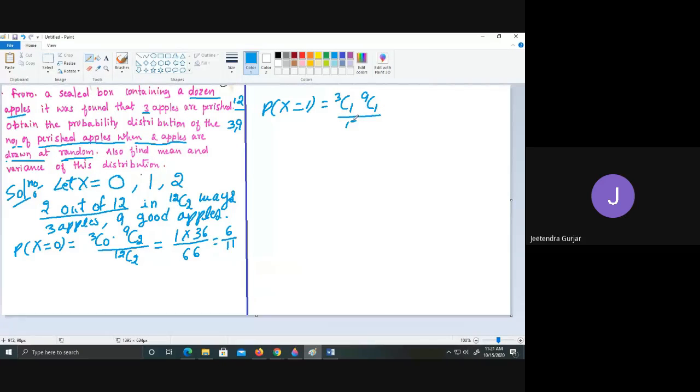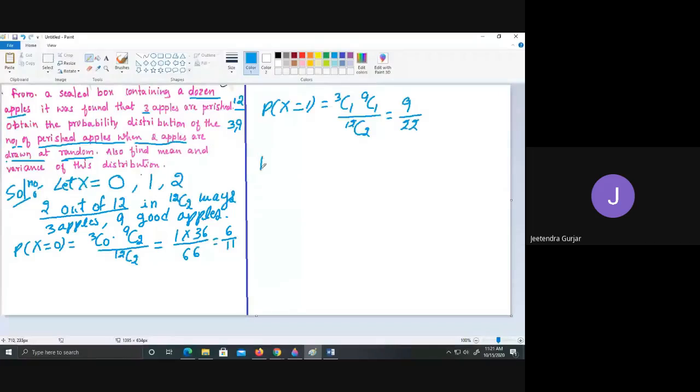So total number of ways, 12C2, remains as it is. So if we calculate 3C1 into 9C1 divided by 12C2, directly if I put it in the calculator, I have got 9 upon 22. Yes, everyone got the same answer, students? Yes, sir. Okay, thank you.